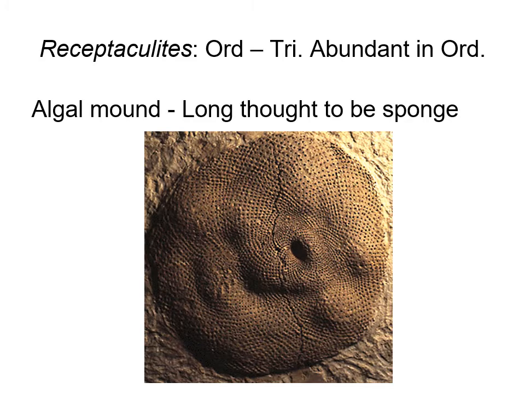And I briefly want to bring up receptaculites, which is very abundant in Ordovician rocks, but we have them from the Ordovician through the Triassic. These are actually not sponges. They look like sponges, and they were long thought to be sponges, but receptaculites are actually an algal mound. But again, a very, very common fossil to find even in some of our local rocks, but not a true porifer sponge.